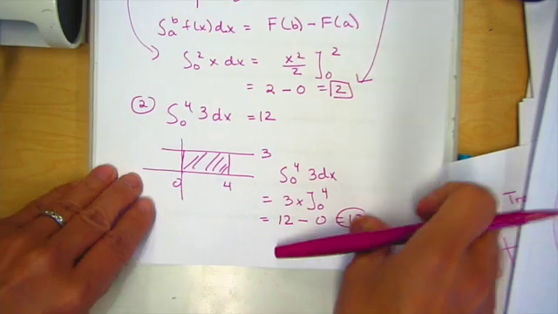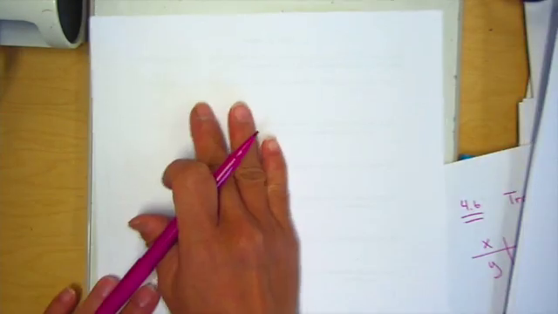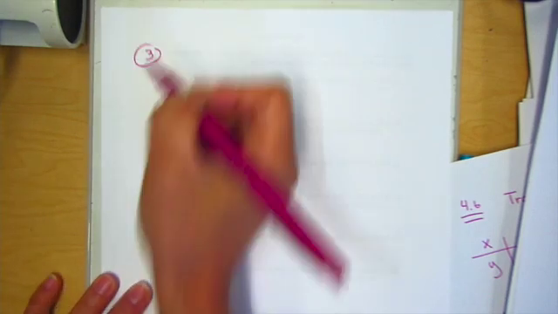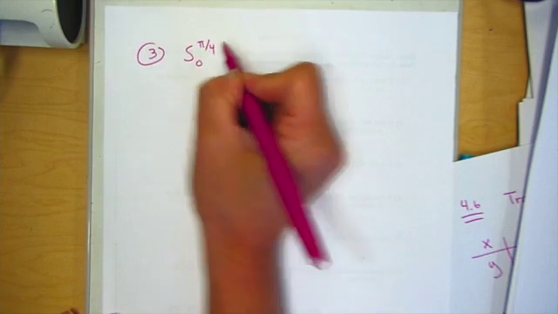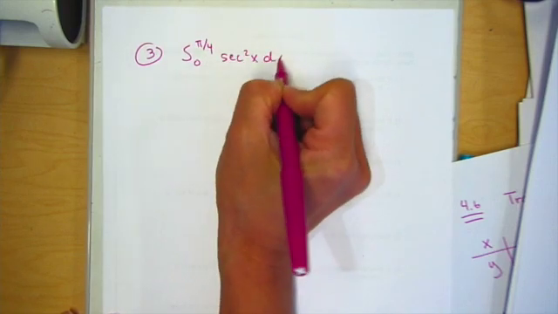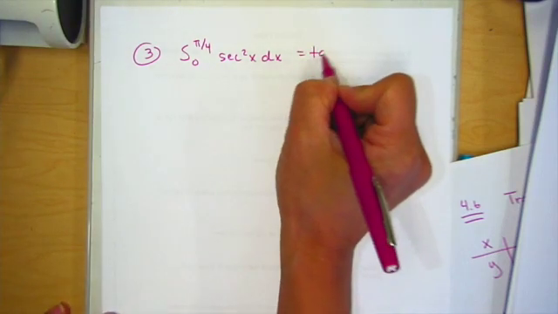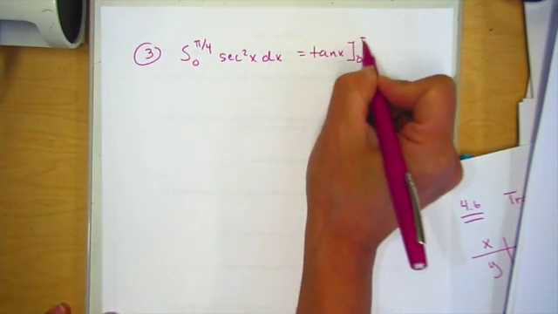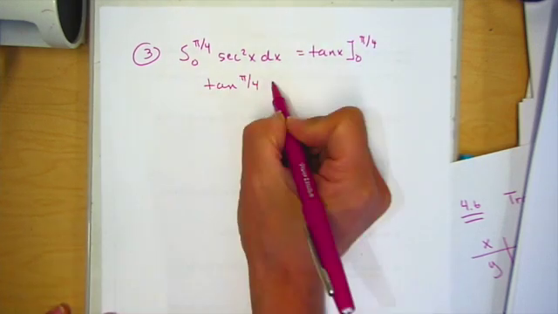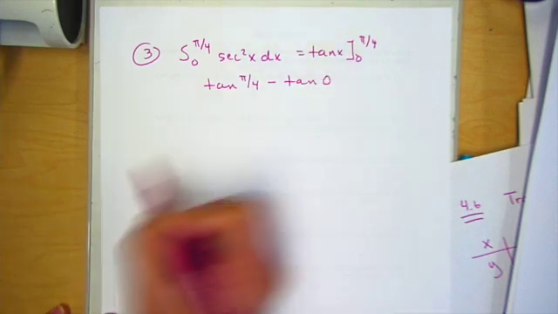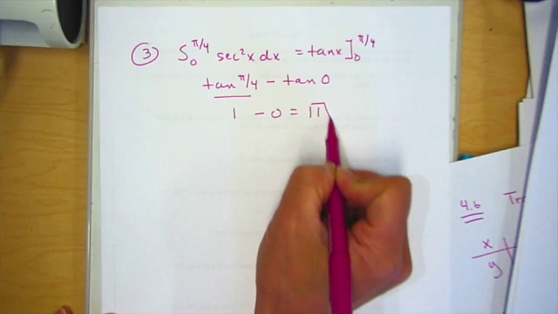Okay, let's try a couple more examples where we want to do it using the fundamental theorem without necessarily graphing it. So let's try a trig one. 0 to pi fourth of secant squared x dx. Okay, so the antiderivative of secant squared is tangent of x. So there's my antiderivative. So I'm going to plug in the upper bound, so tangent of pi fourths. Subtract off the lower bound, which is tangent of 0. This is 1. This is 0, so this value is 1.